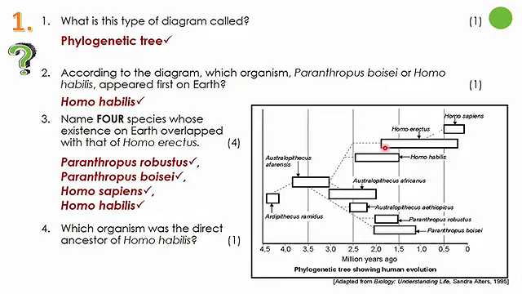Question 4, which organism was the direct ancestor of Homo habilis? So we find Homo habilis on our diagram, so we have it right here. And they want to know the direct ancestor, which then of course is our Australopithecus afarensis, because that dotted line indicates to us that it directly evolved from our Australopithecus afarensis example.